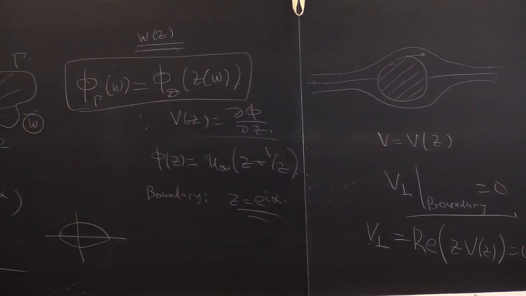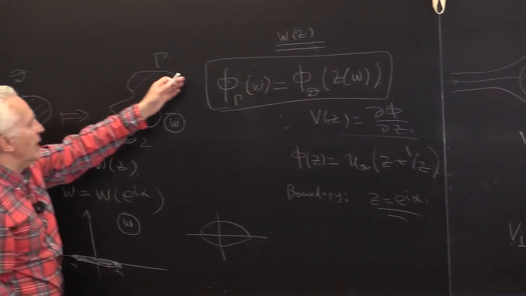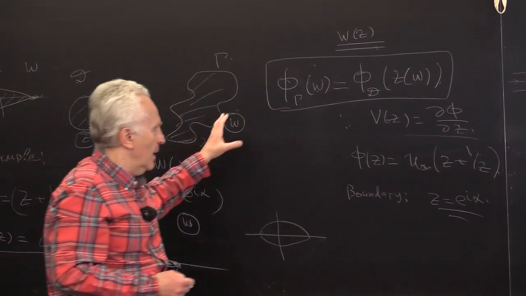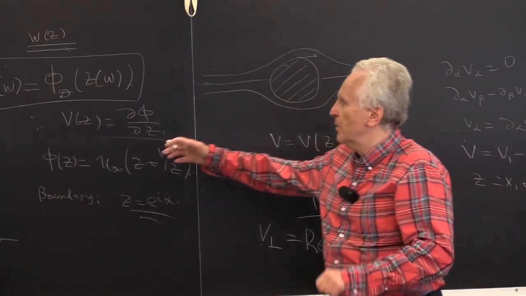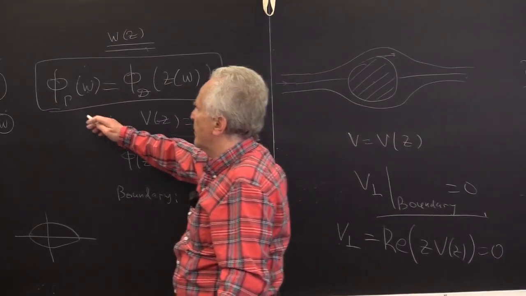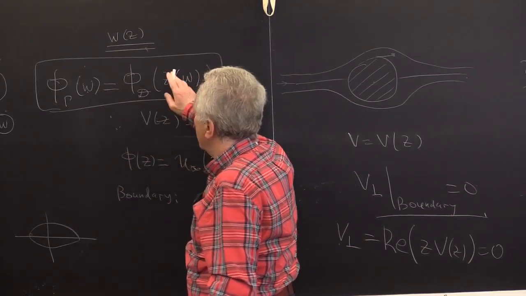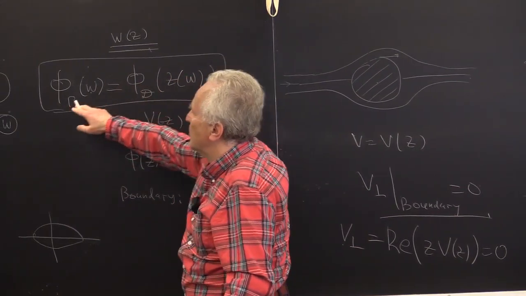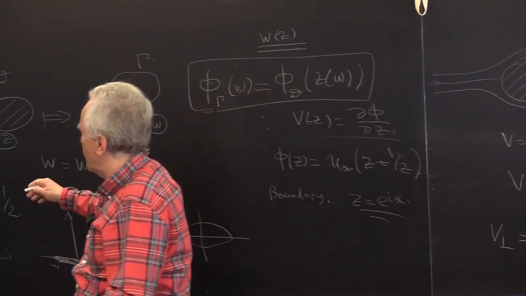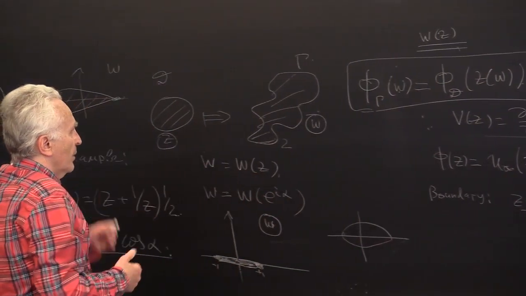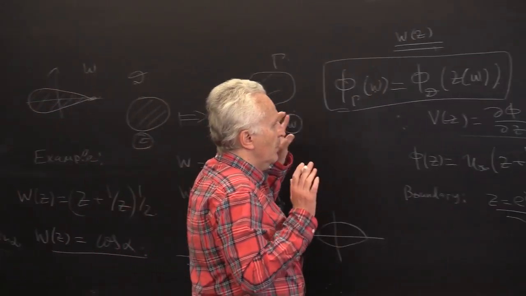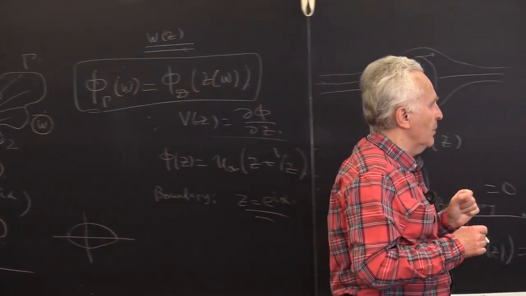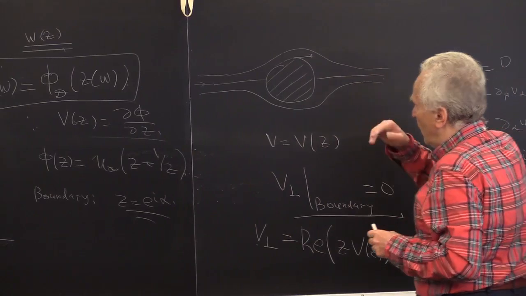So you can easily check that. I leave it for you to play around with. You check the condition that the velocity is tangential. If it is tangential on a disk, it will be tangential on this domain gamma. So the normal velocity will be 0.